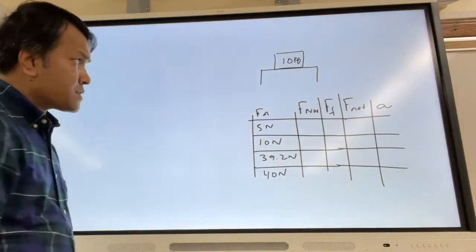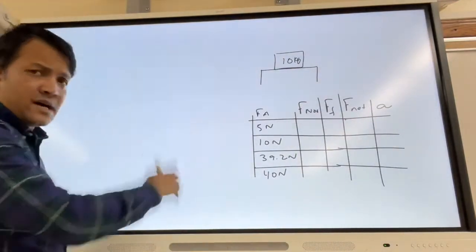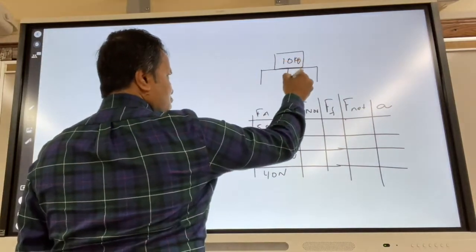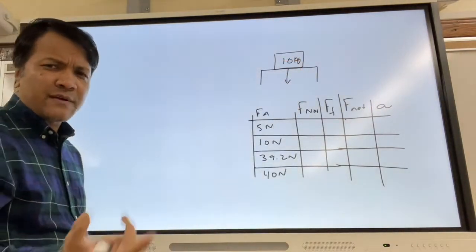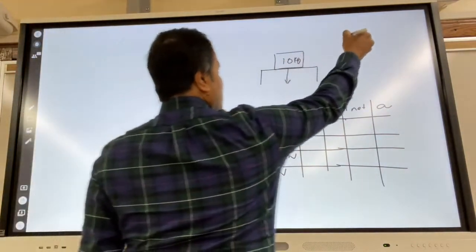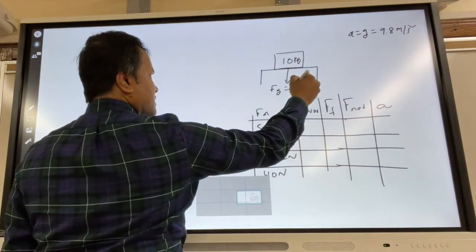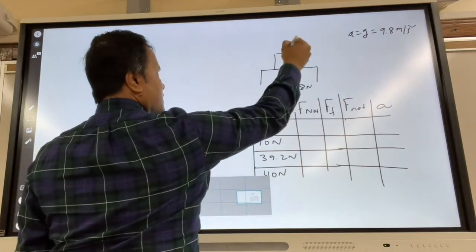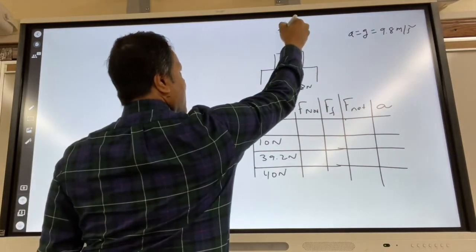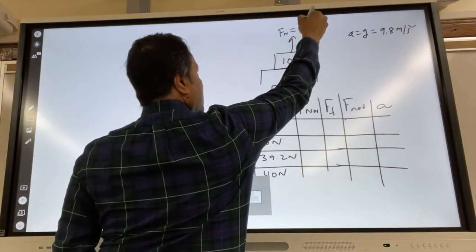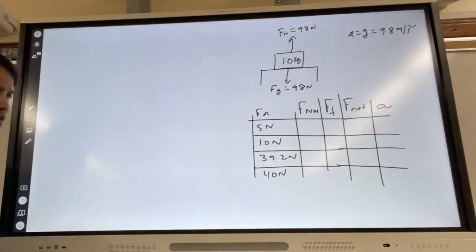Okay, all right, good. So first things first, you're going to have to find the weight. What would be the weight of the box? You're going to use acceleration due to gravity, 9.8. So Fg would be 98 Newton. Fn would also be 98 Newton. Okay, so far so good.